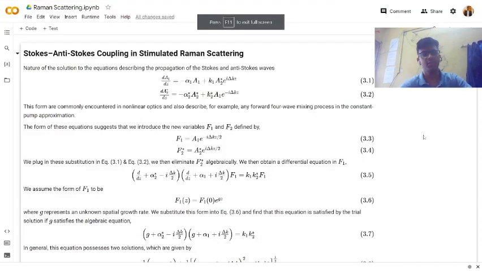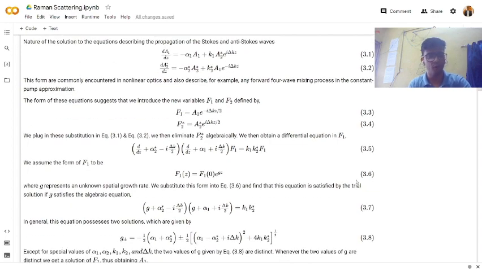In the previous section, we qualitatively analyzed the Stokes and anti-Stokes coupling. In this section, let us dive into the mathematics of it. The nature of the solution to the equations describing the propagation of Stokes and anti-Stokes waves, as discussed in the previous section, are 3.1 and 3.2. This form is very commonly encountered in nonlinear optics. For example, any forward four-wave mixing process in a constant pump approximation has the same form.